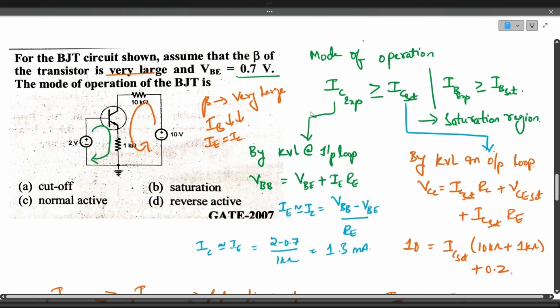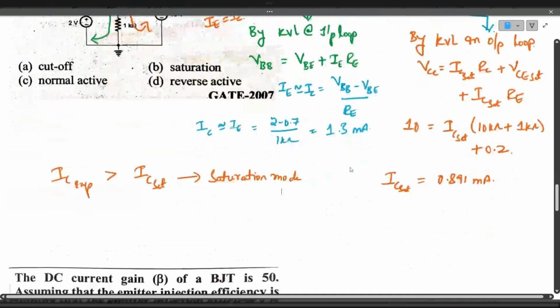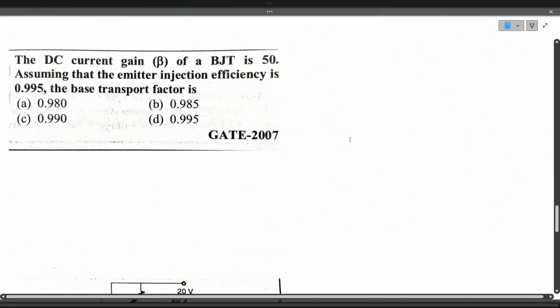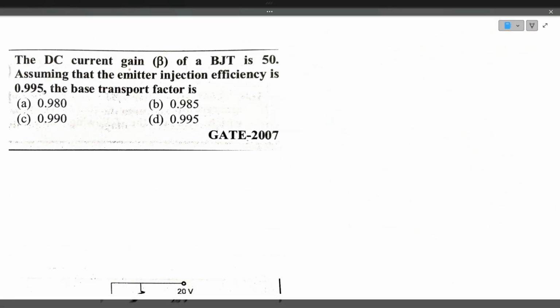Okay, we'll see the next question. The DC current gain beta of the BJT is 50. Assuming that emitter injection efficiency is 0.995, the base transportation factor is.